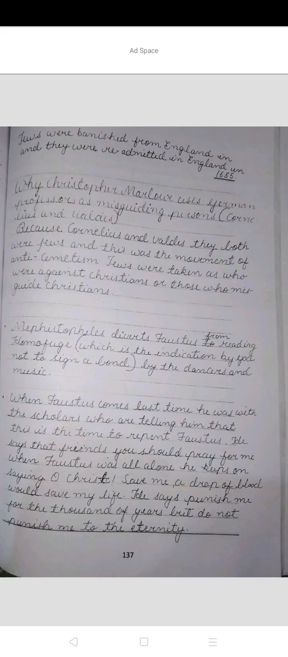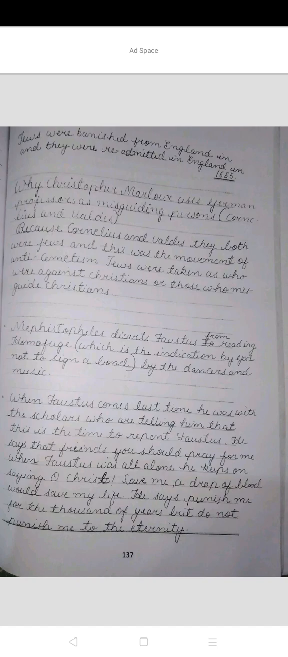Jews were banished from England and they were readmitted in England in 1655. The question arises: why does Christopher Marlowe use a German professor as a misguiding person? Because Cornelius and Valdes were both Jews, and it was a moment of anti-Semitism. Jews were taken as those who were against Christians or those who misguide Christians. Mephisto diverts Faustus from reading Homer by the dancers and music.